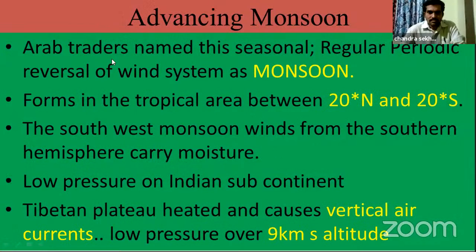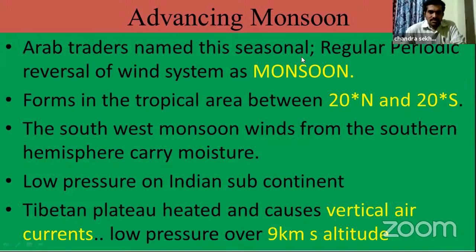Now come to the advancing monsoons. The Indian climate is a monsoon type of climate. In that, we have two types of monsoons: one is the southwest monsoon and the second one is the northeast monsoon. So what is the advancing monsoon? What is the meaning of monsoon? I will try to explain.